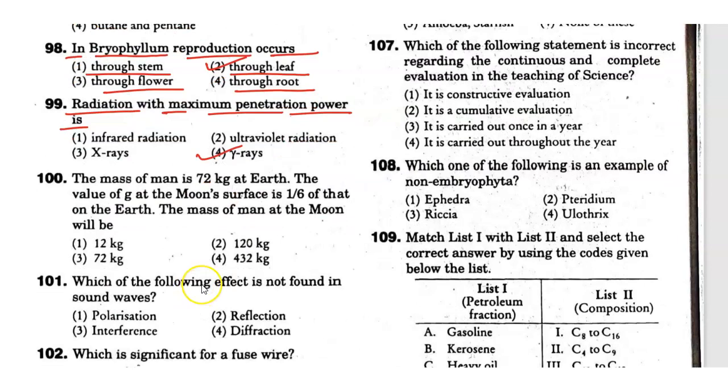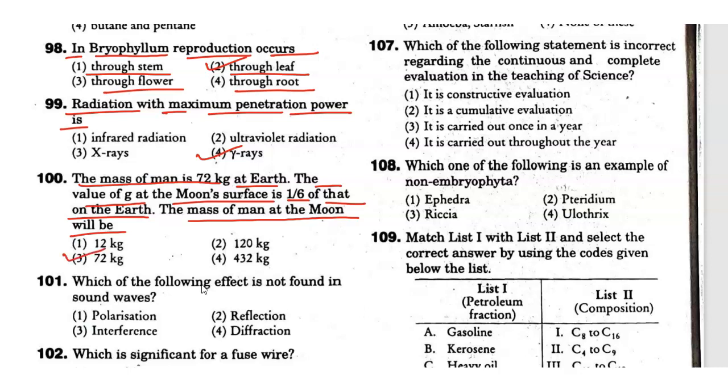Now 100. The mass of a man is 72 kg on the earth. The value of g at the moon surface is 1/6 of that of the earth. The mass of the man on the moon will be? This is a simple question. The answer is 72.